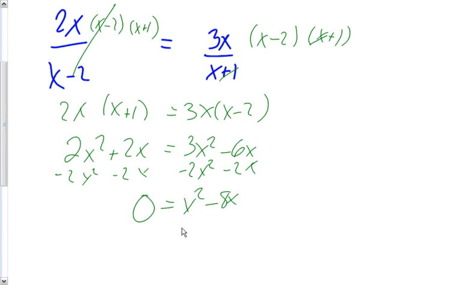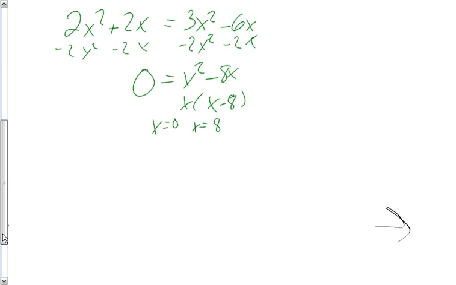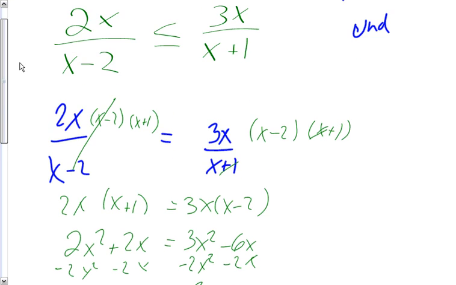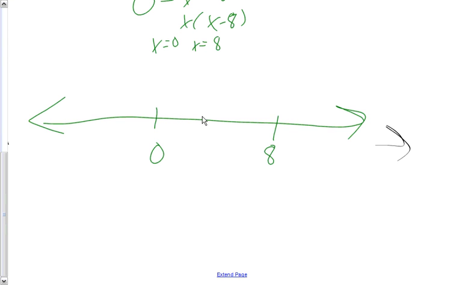Factor out an x, because that's a common term. We factor to solve these. X and x minus 8. X equals 0, and x equals 8. So we have 4 solutions on this chart. We have 0 and 8, but we also have our undefined, which is 2 and negative 1. And we also circled those because we can never equal those.